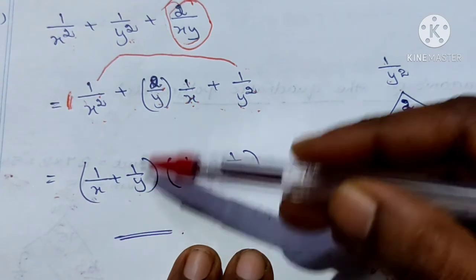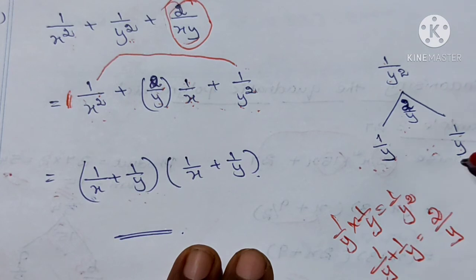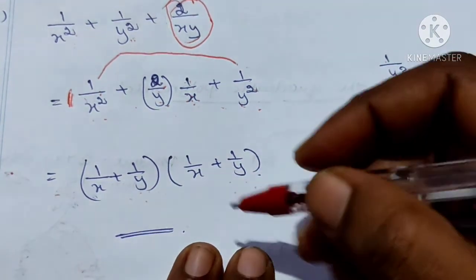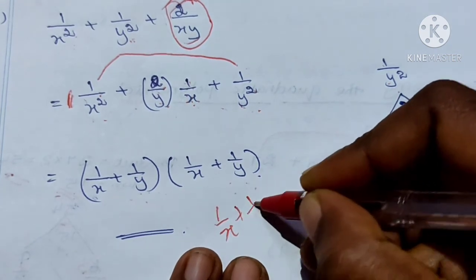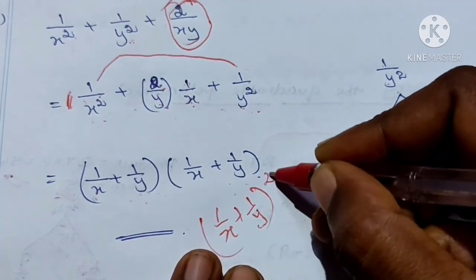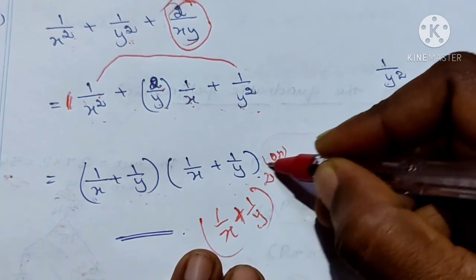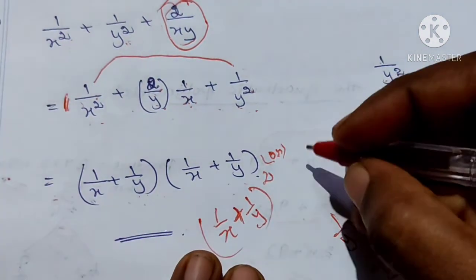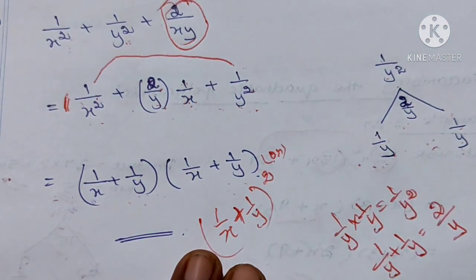The factor of this question is 1 by x plus 1 by y into, again we get the same number, 1 by x plus 1 by y, or 1 by x plus 1 by y the whole square. This line you write as the answer. This is the answer. In this way you complete the exercise problems. Thank you, students.